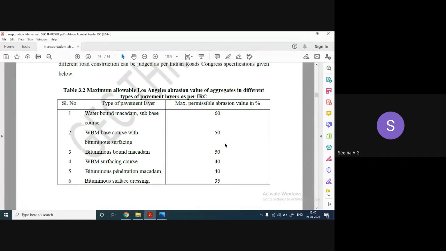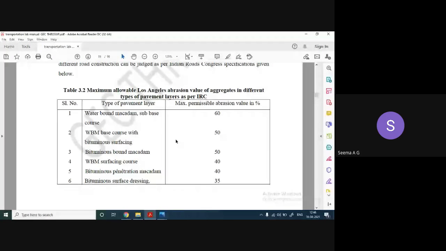The loss of weight can be computed as the original weight minus the weight of the aggregate retained on the 1.7 mm IS sieve. The total weight minus the retained weight will give you the loss of weight. The loss of weight divided by the total weight will give you the Los Angeles abrasion value. The maximum value is specified as per IRC specification for different types of road surfacing. We already discussed that.